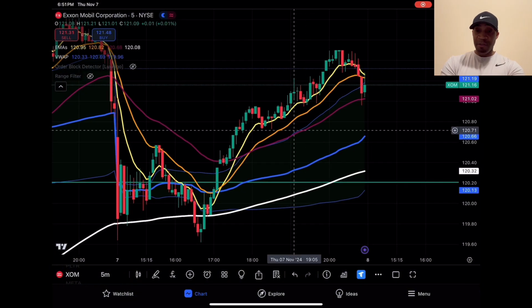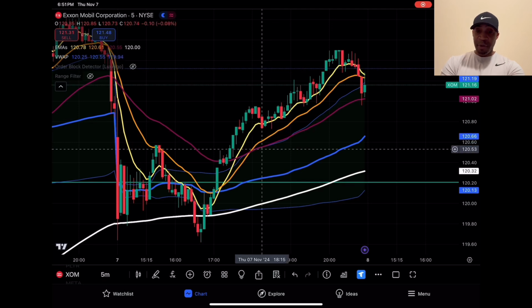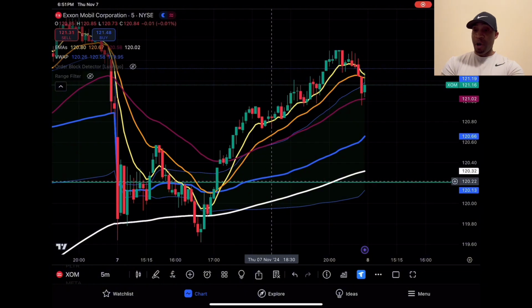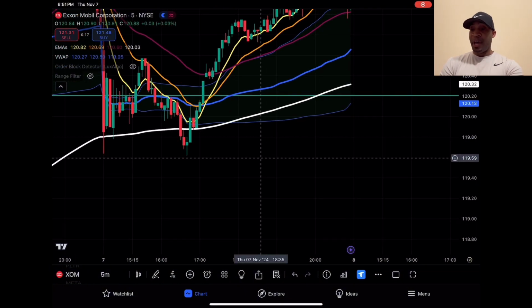They coming back down to this shelf level right here at 120.70. Break through that. Boom, 120.40. All right, I got an area of interest right here at 120.22. They break through that. Boom, coming down to these bottoms at 119.60.